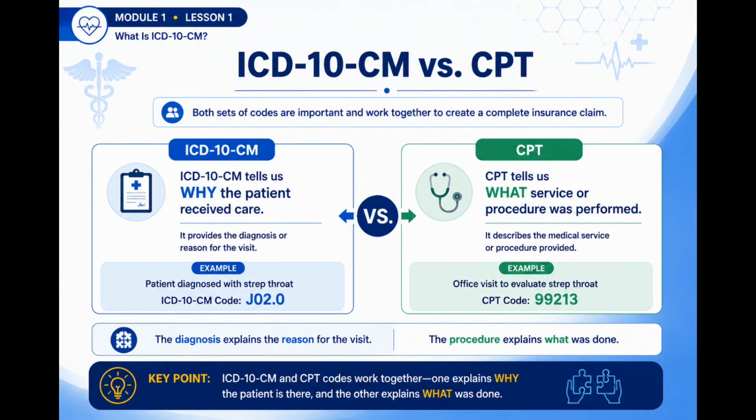For example, if a patient is diagnosed with strep throat, the ICD-10-CM code identifies that diagnosis. If the provider performs an office visit, the CPT code describes that service. Think of it this way: the diagnosis explains the reason for the visit, and the procedure explains what was done during the visit. Both code sets work together to create a complete insurance claim.